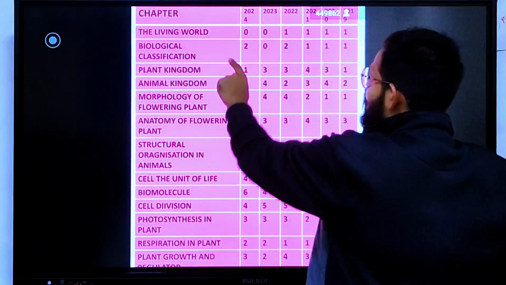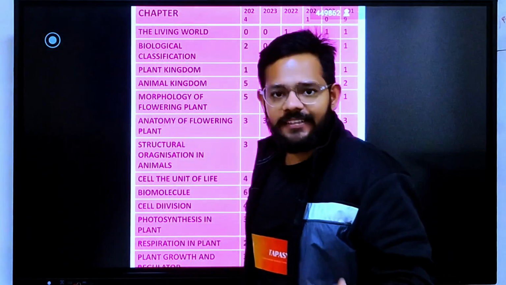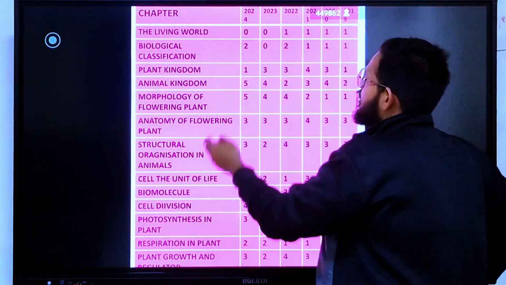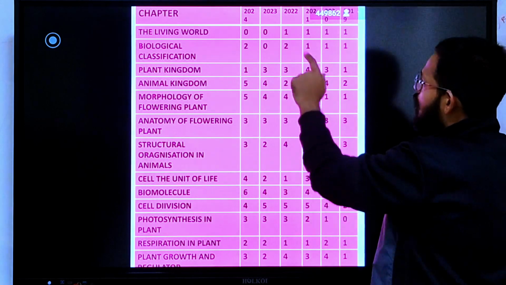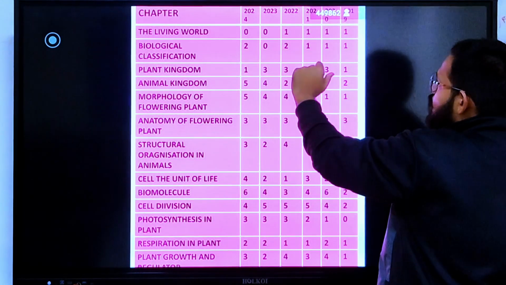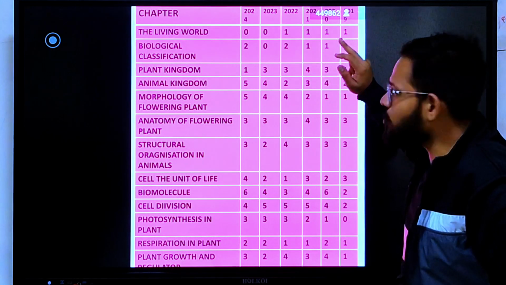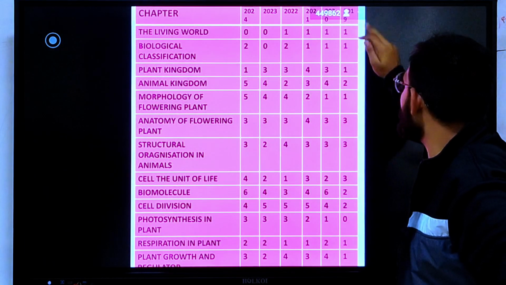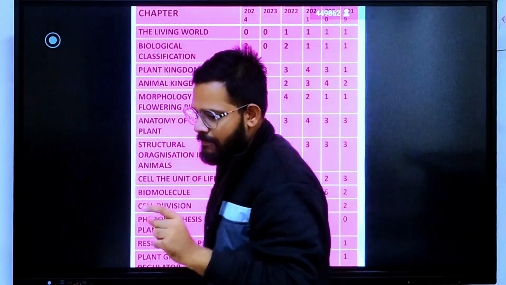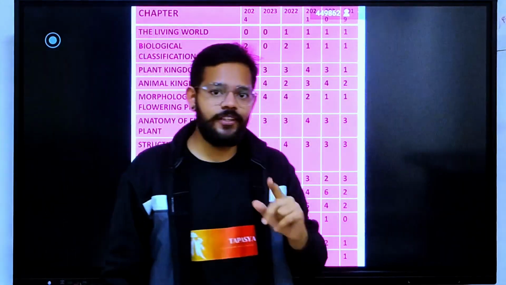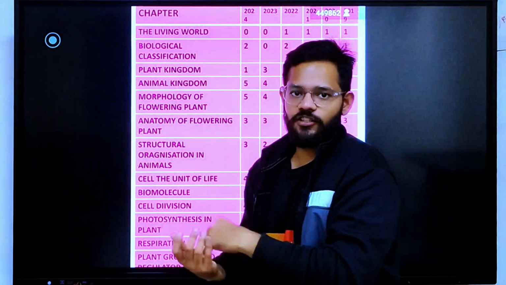Okay, next one is your biological classification, the chapter of fungus, viruses, bacteria and your protista. In last year's paper you have two questions from this, zero questions in 2023. In 2022 you have two questions only. In 2021 one question, 2019 one. So maybe this year 2025 two questions are coming from your biological classification.